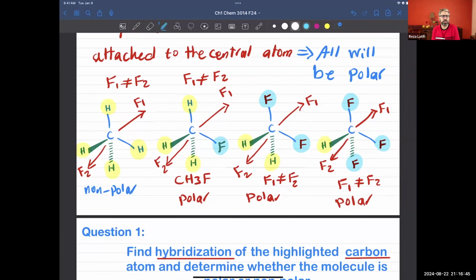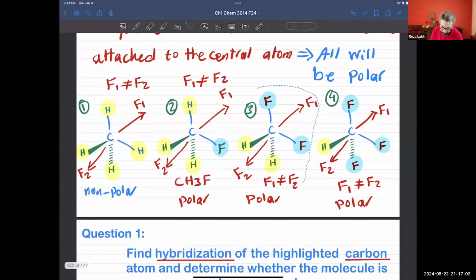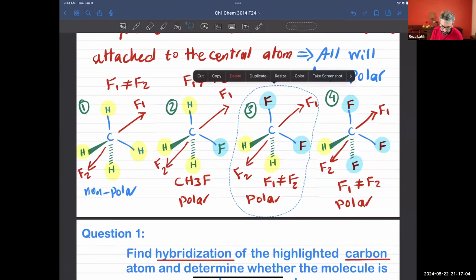One of you might say the third structure. So let's call this one 1, 2, 3, 4. Third structure. What will happen if you put one of the fluorine down?